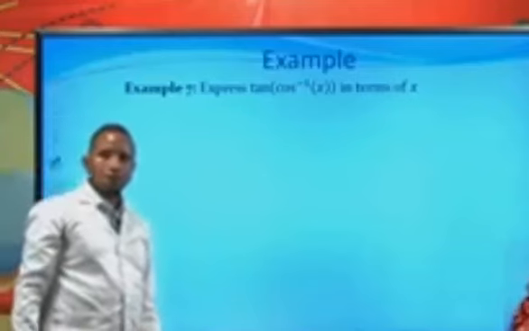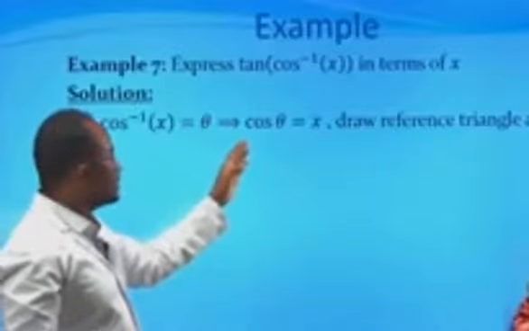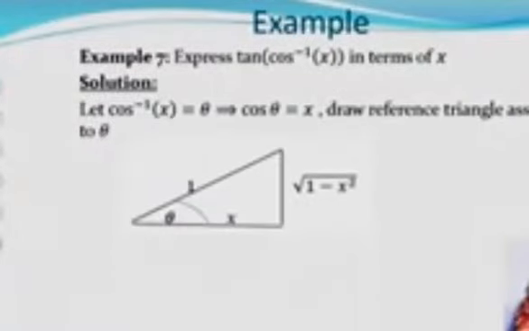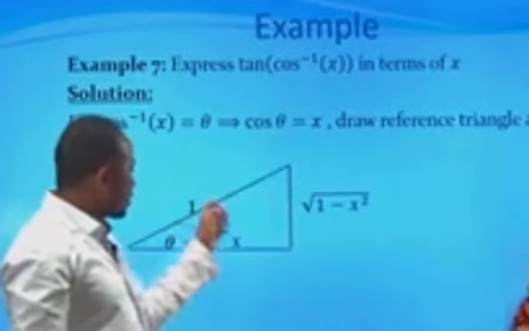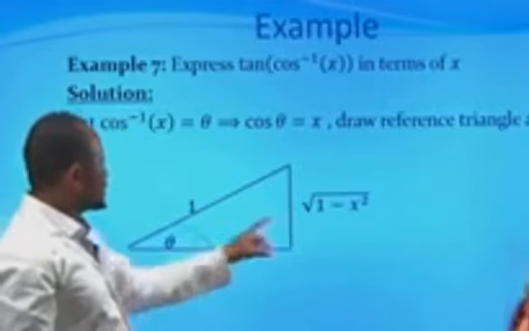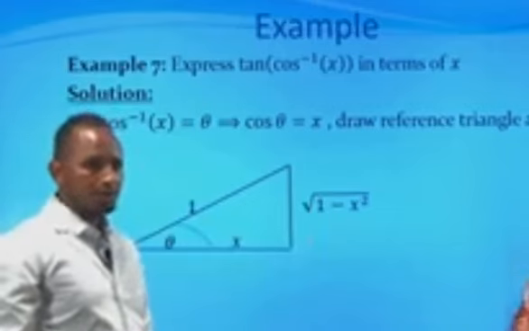Okay, now let's see this one. Express tan of cos inverse of x in terms of x. Solution. Let's assume cos inverse of x to be theta. This implies cosine of theta gives you x, and then we draw a reference triangle. We have theta here, cos theta is x, meaning cos theta is adjacent over hypotenuse. The denominator is 1, the adjacent is x, the hypotenuse is 1. Using the Pythagoras theorem, you can find the opposite side. It is the square root of 1 minus x squared.